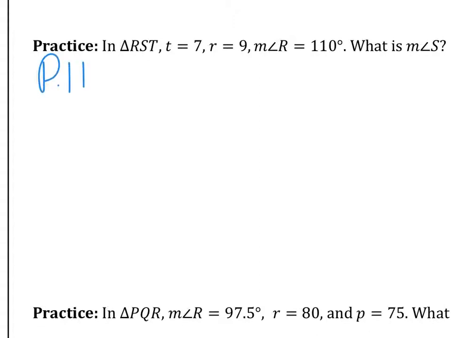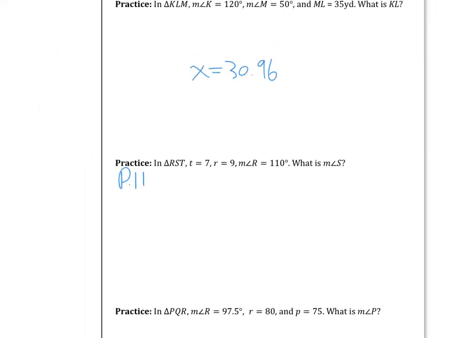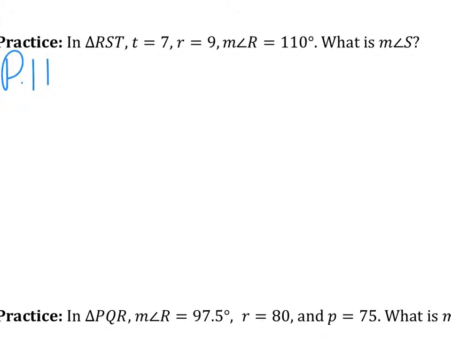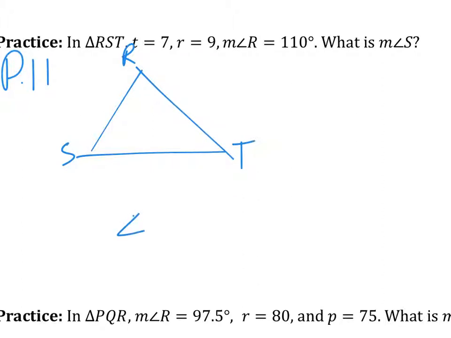Okay, we're on page 11, in the middle, the second problem. In RST, draw your triangle RST. T is 7, R is 9, angle R is 110. What is the measurement of S? Go ahead and do that. Let me know when you're done. Okay, the answer is angle S is about 23.04 degrees.